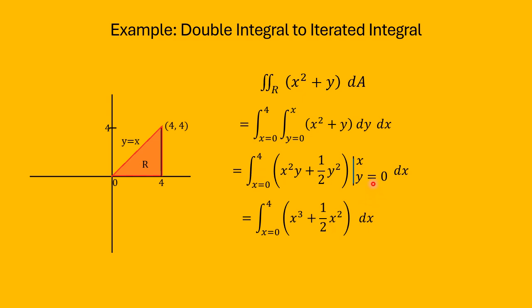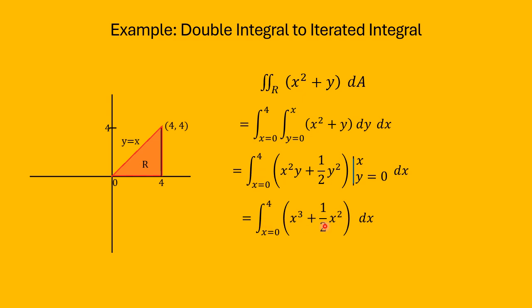Let's see, can we see that from up here? If we substitute y equals 0 in here, this term is 0 because it has a factor of y. This term is also 0 because it has a factor of y. So it's 0. When we substitute x in, we'll get x squared times x, which is x cubed, plus 1/2 x squared, which is what we have here. And we're now integrating that with respect to x going from 0 to 4 in this definite integral.